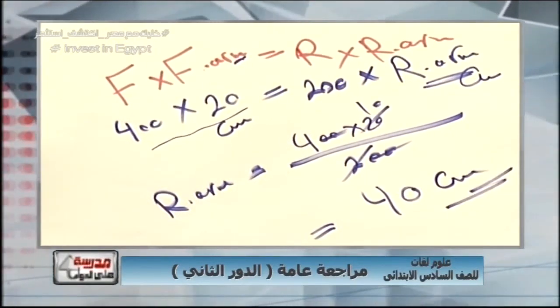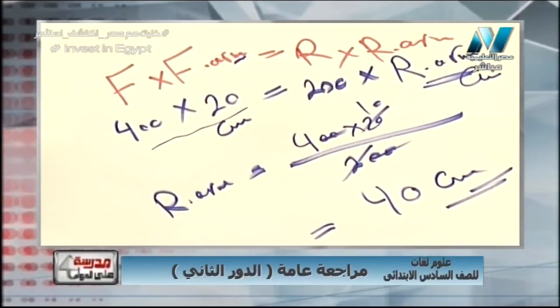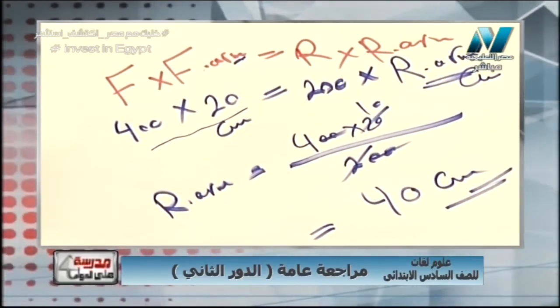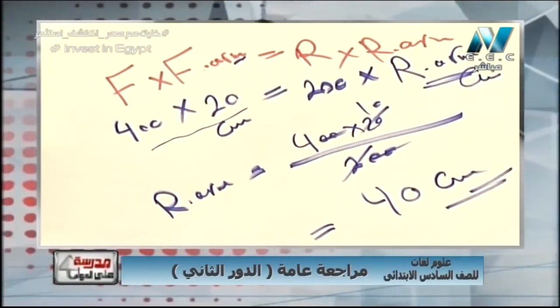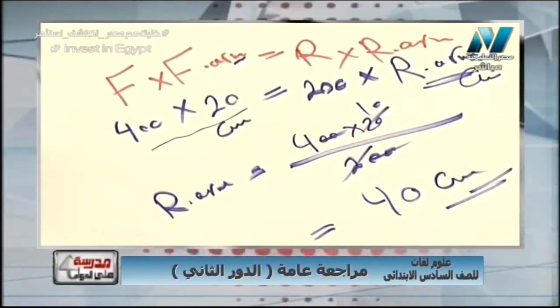Okay? So the effort force arm and the resistance arm are measured by centimeter or meter, but the force and the resistance are measured by newton. So here the resistance arm will be 40 centimeter. So again, to answer the problem of lever, it's very easy, but you must concentrate and you must practice more and more. Now let's move to another type of question, which is give reason question.